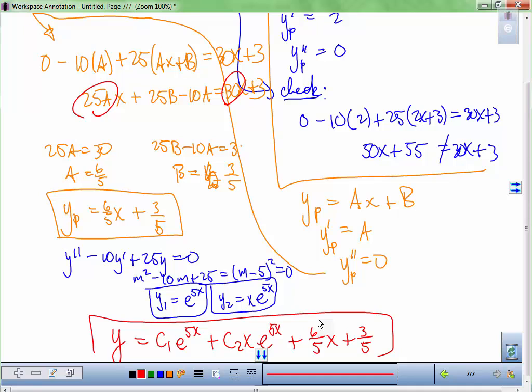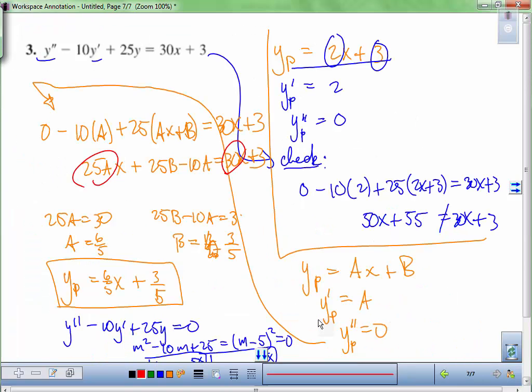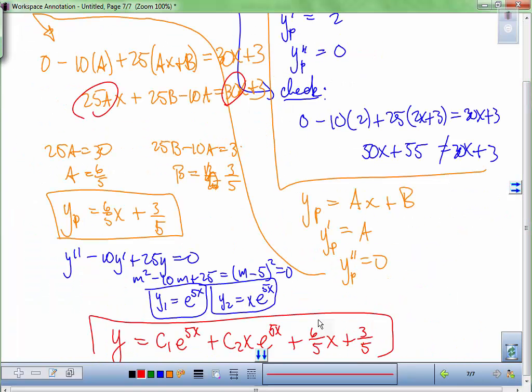That cool? Yeah. Section 4.4. So undetermined coefficients is what it's called technically. And then the idea in this undetermined coefficients method is to find our particular solution, and then we go back to our homogeneous solution.